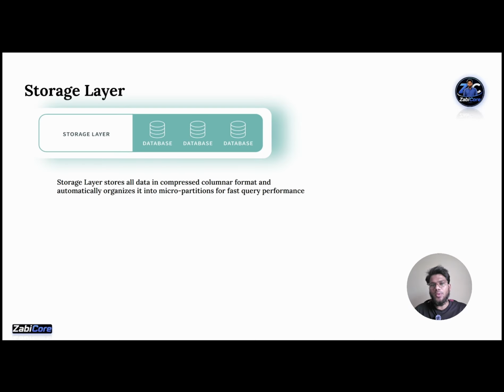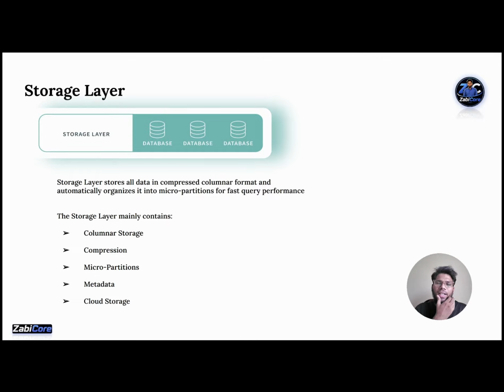As we already know, the storage layer is used to store the data, but how will our data be stored? Our data is stored in compressed columnar format. Whenever you store your data in Snowflake, it will compress it, then store it in the cloud providers. First we'll discuss the columnar format. These are the main topics in the storage layer: columnar storage, compression, micro-partition, metadata and the cloud storage.